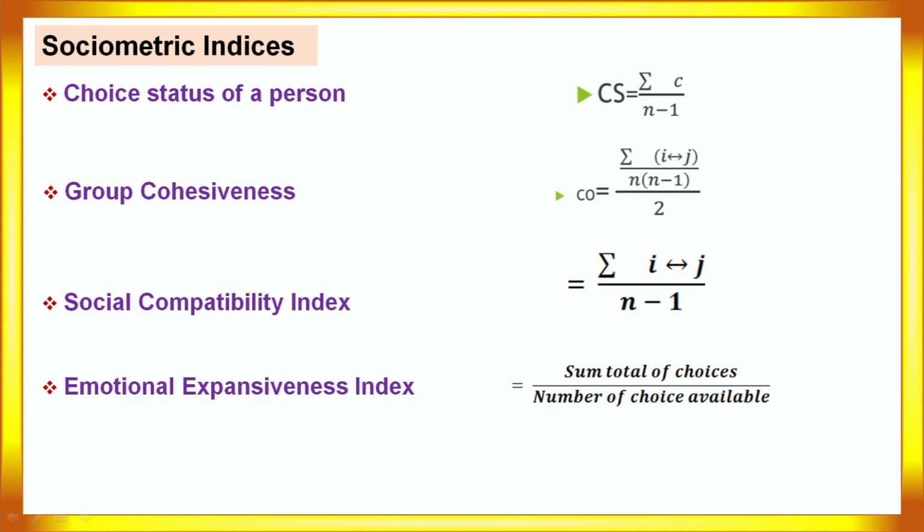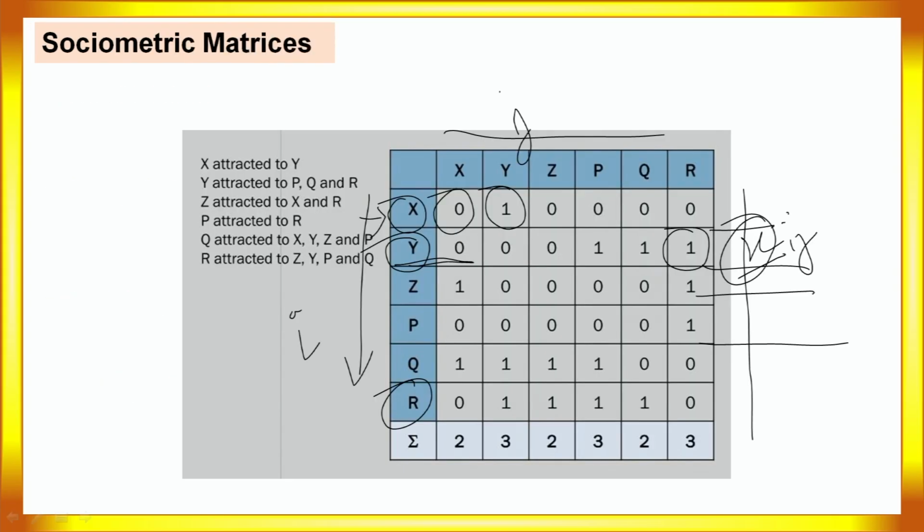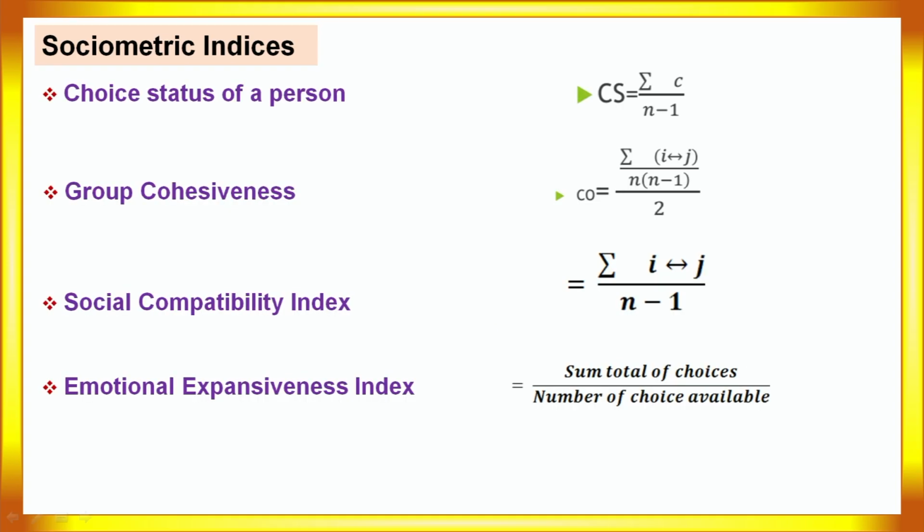One of the common indices is the choice status of a person. If you go back again to that sociometric matrix, you will find that the total choice received by the person X was 2. The choice status of a person can be calculated by the formula: summation of C divided by n minus 1. C means the summation of choices received by a particular member of the group. N minus 1 is the number of persons in the group situation who are interacting, minus 1.